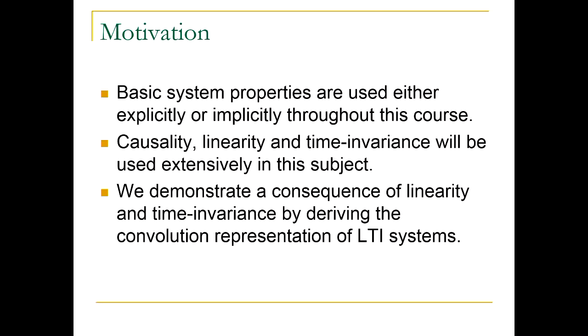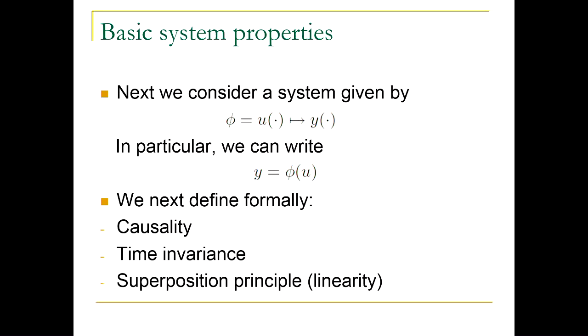So why do we go through these properties? Well, either implicitly or explicitly, these properties would be used throughout the subject. So it's useful to summarize them now, to understand what sort of models we will be dealing with. We will demonstrate consequences of these properties by deriving convolution representation. So the mathematical consequence of all of these will actually be the convolution equation, right?